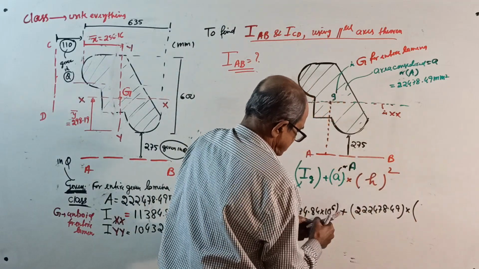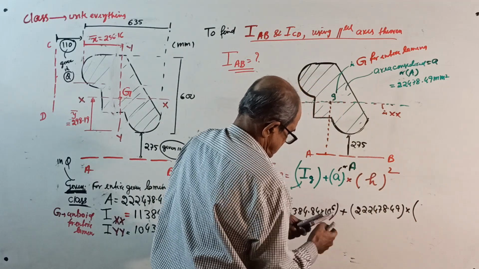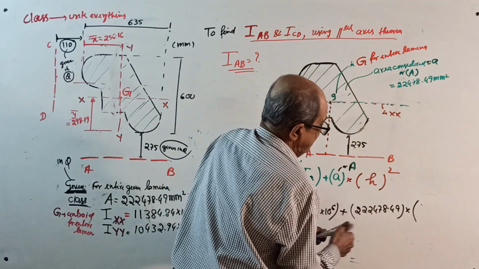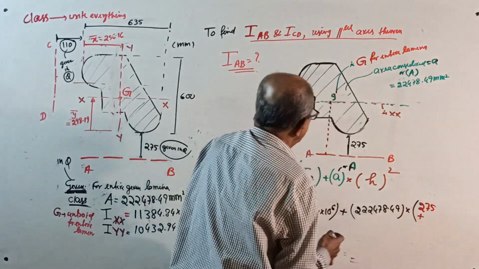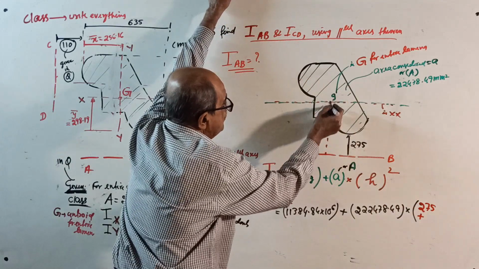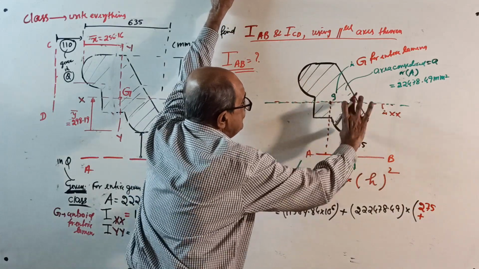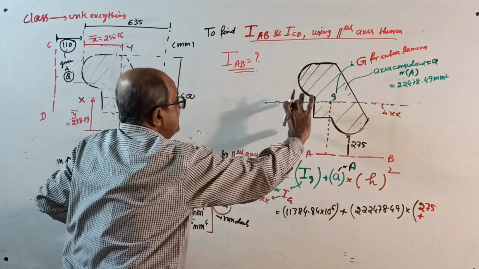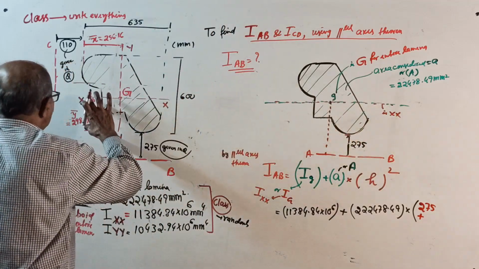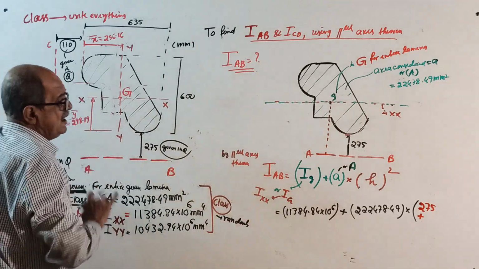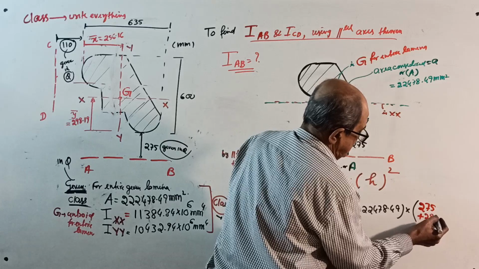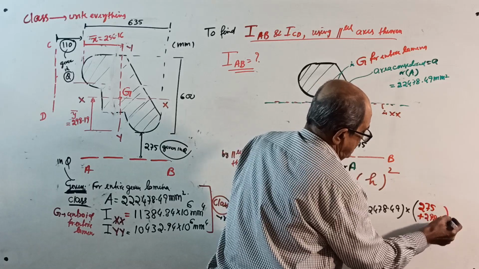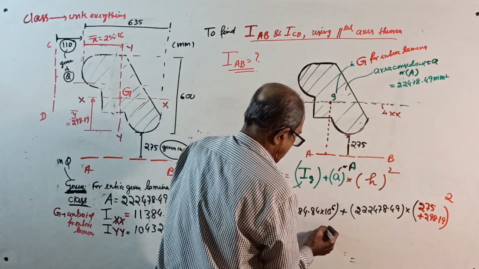I use red color only. From here to here is 275 plus this distance. That distance is 298.19, given in the question. So 298.19 whole squared. Calculate the answer.